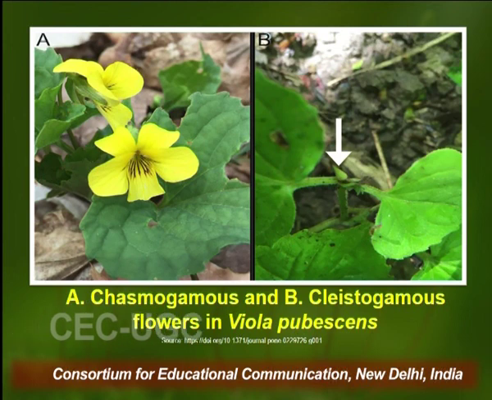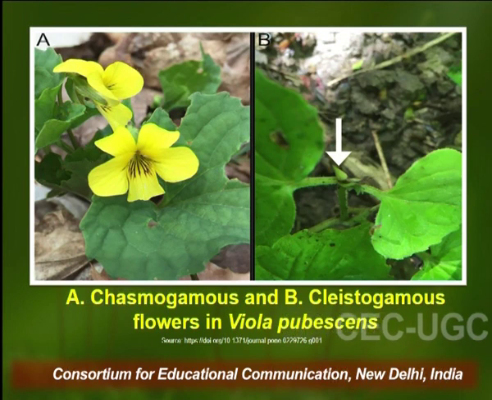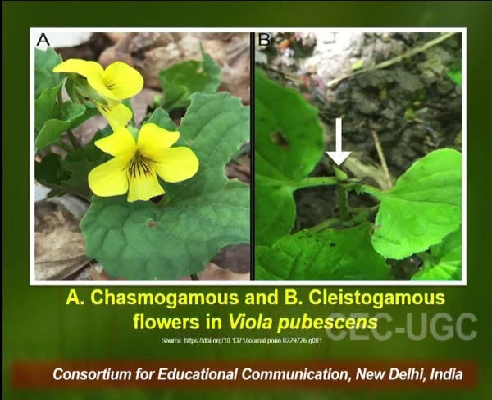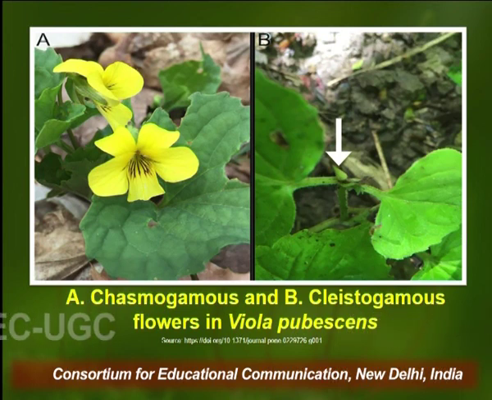Now in this slide you see that there are 2 pictures. The one on the left, where you see yellow flowers which have opened to expose their sex organs, these are the chasmogamous flowers, and this is in Viola pubescens. On the right hand side, the arrow indicates a small flower bud which is closed, that too is seen in Viola, and this is the cleistogamous flower.